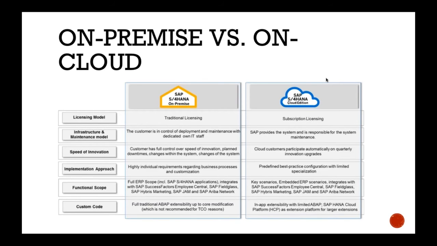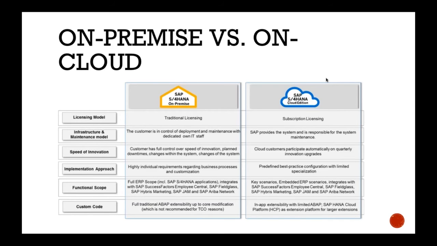But if it is on cloud, you can see cloud customers participate automatically on quarterly innovation upgrades. Every quarterly, SAP cloud customers will be getting the latest software without paying any additional cost. Implementation approach, fourth point, highly individual requirement regarding business processes and customizations, which means customer can decide whether they want to implement the standard business processes or customizations. So how much Z they want to incorporate, that is up to the customer.